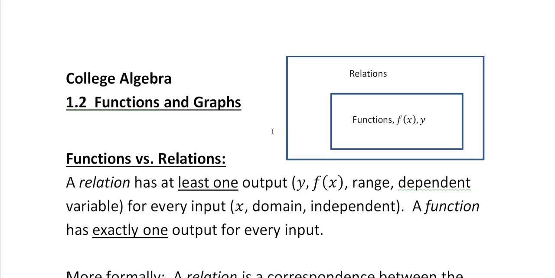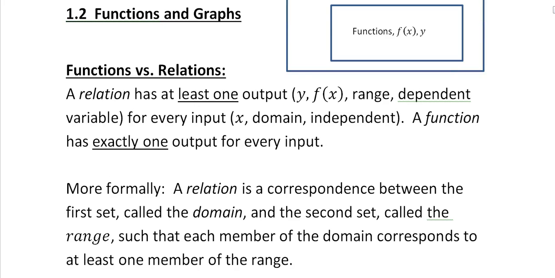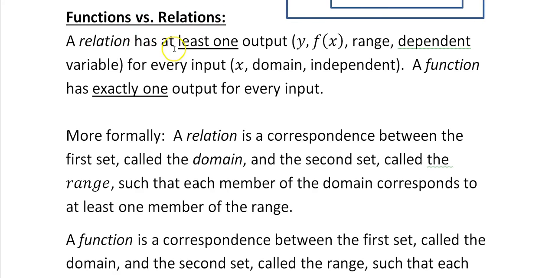A relation has at least one output, whether we call it y or f of x, a range or dependent variable, for every input, or our x's domain, our independent variable. A function has exactly one output for every input. So the difference here is whether you have exactly one or more. By definition, a function meets the criteria of at least one, but it doesn't allow for any more than one. So there's a smaller group of functions than there are of relations.